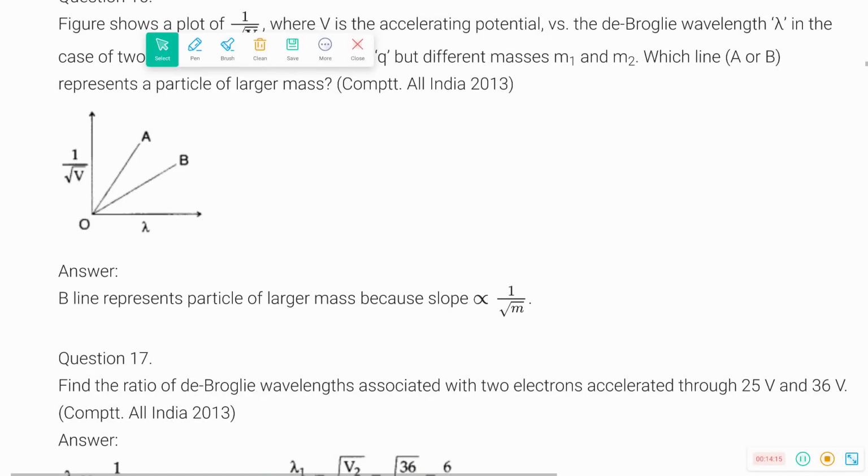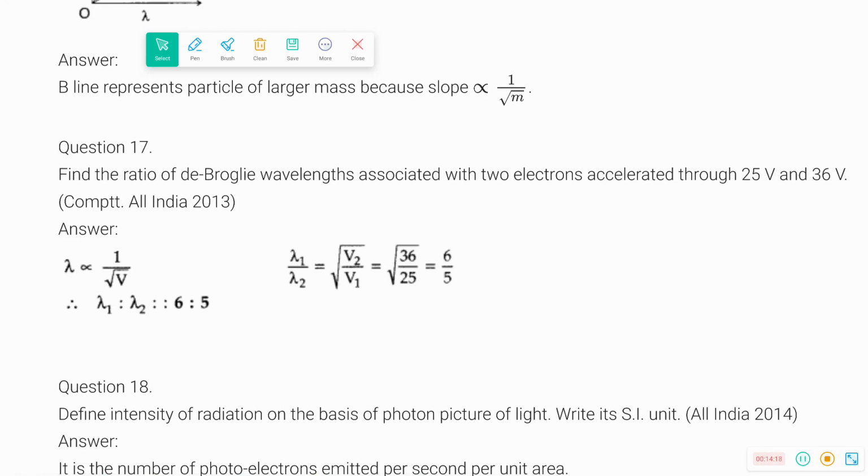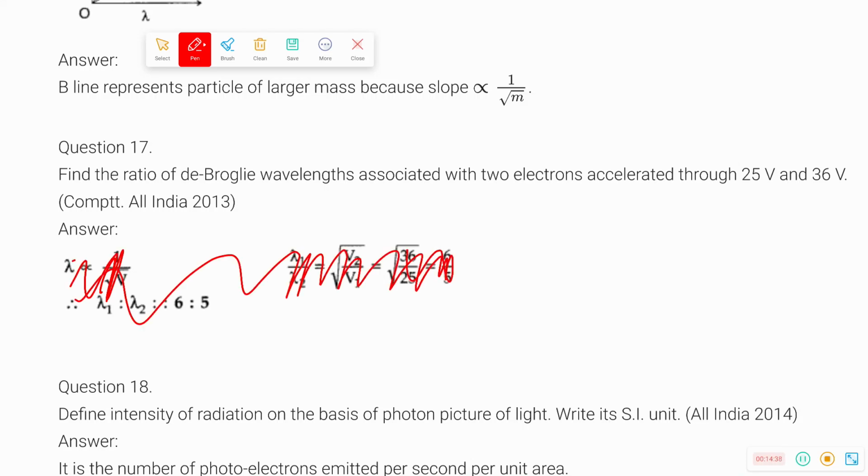Now next listen. Nagapriya, are you able to understand? No doubt. Now this question you tell everyone. Please don't see the answers. Find the ratio of the de Broglie wavelengths associated with two electrons accelerated through 25 volt and 36 volt. Try to do it yourself by seeing the question. Now check the answers.